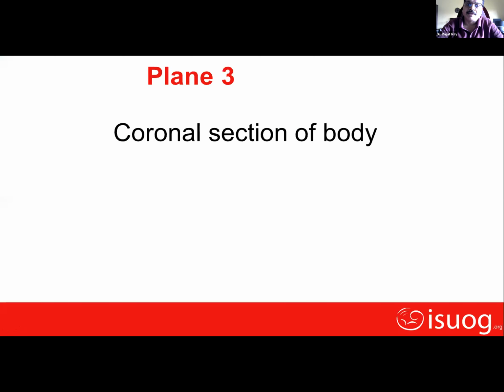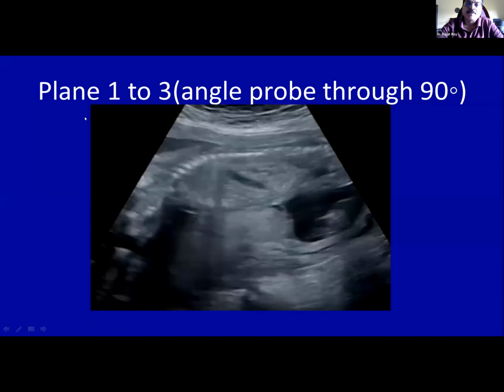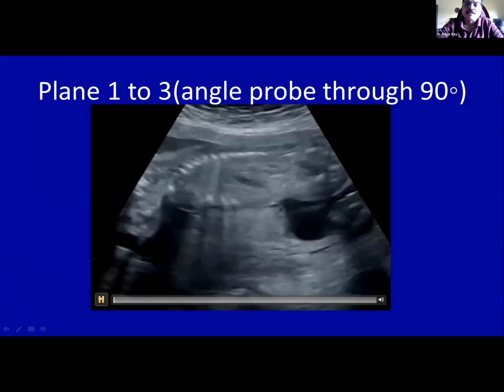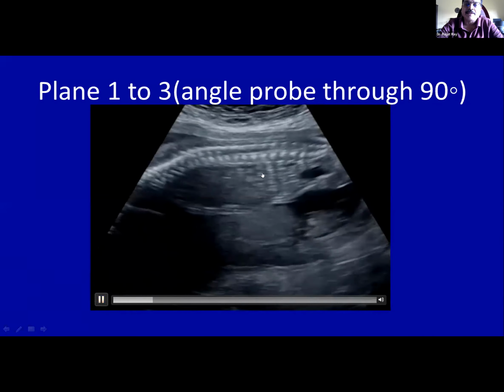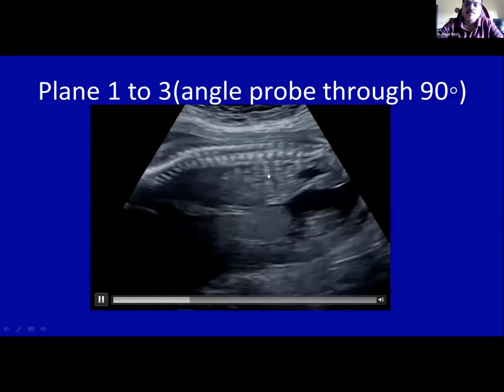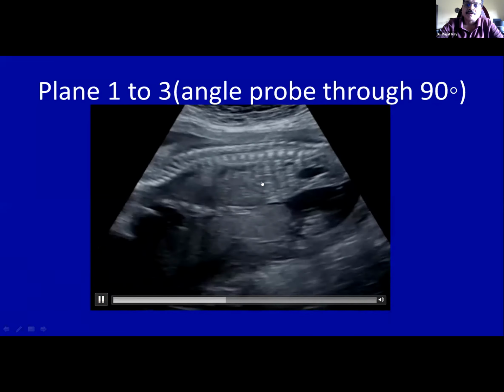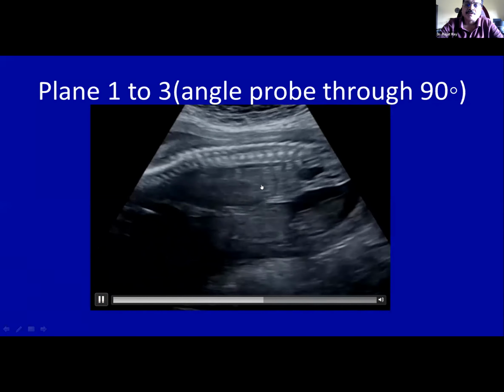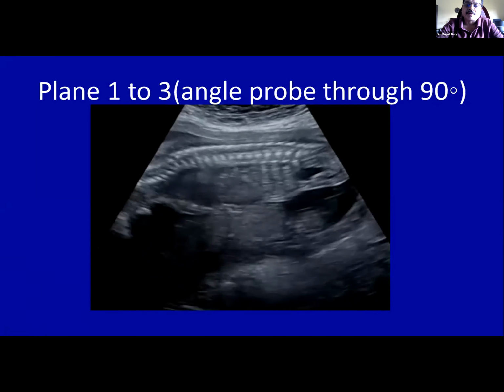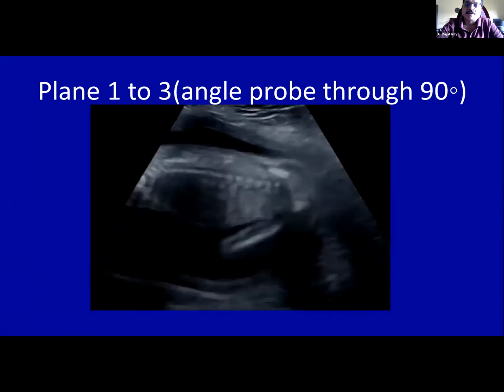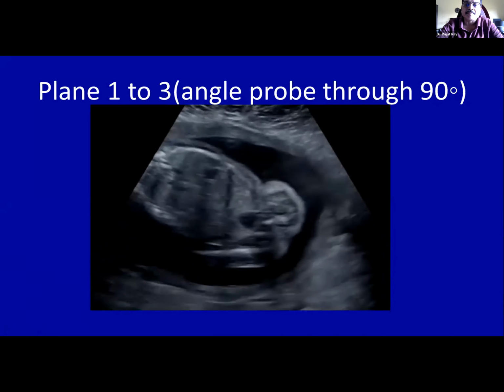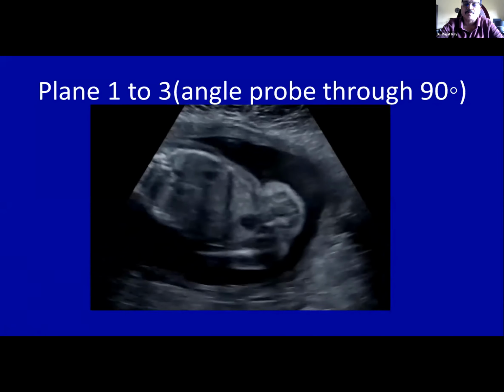Then you come to plane 3. Again, from plane 1 to plane 3 is a coronal section of the body. Again, we have to move the probe 90 degrees. So plane 1 to 3, angle probe through 90 degrees. Start with plane 1, that is sagittal section. You move your probe at right angles. Now you can see the coronal section of the body.